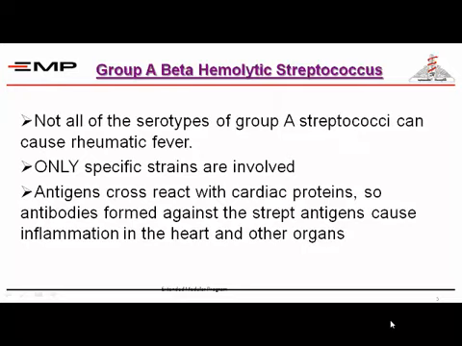So we need an infection. After this infection, nearly around 2 weeks or so, to give time for the antibodies to be formed, you will have the picture of rheumatic fever. And as I said, it's only group A beta hemolytic streptococci, and not all the strains, only some of these strains.